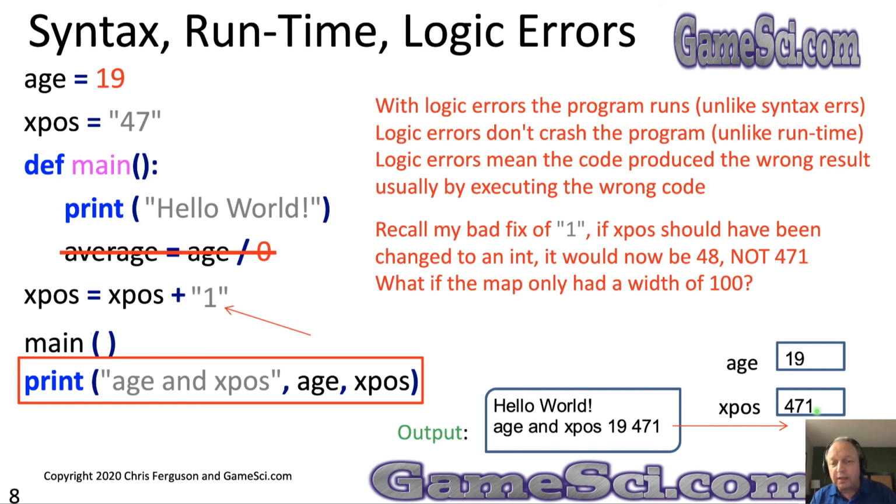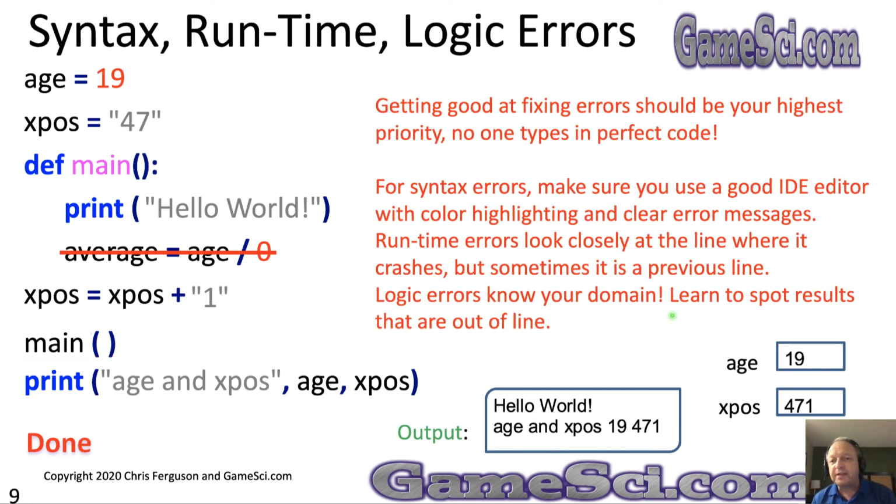Logic errors are tricky. Getting good at fixing errors should be your highest priority. No one types in perfect code. For syntax errors, make sure you use a good IDE editor with color highlighting and clear error messages. Runtime errors, look closely at the line where it crashes, but sometimes it is a previous line. And finally, with logic errors, know your domain. Learn how to spot results that are out of line. You must know what your variables should contain so you can spot problems when they contain illegal values.